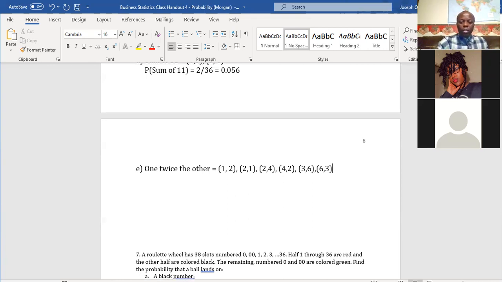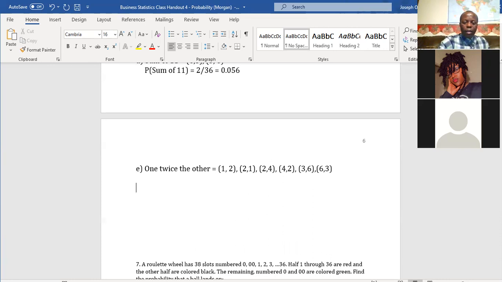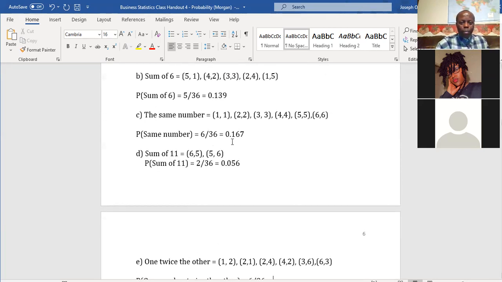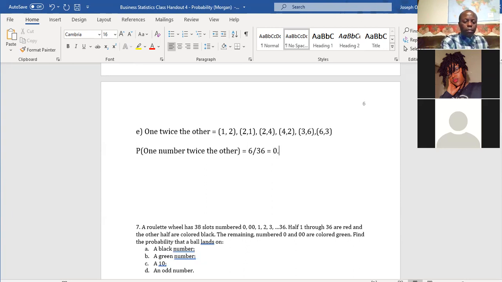So the probability of getting one number twice the other equals how many of them? 1, 2, 3, 4, 5, 6. So 6 over 36, which, like I said, we have it already before: 0.167.